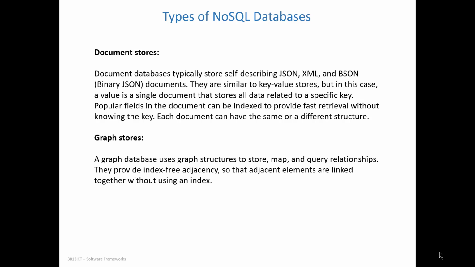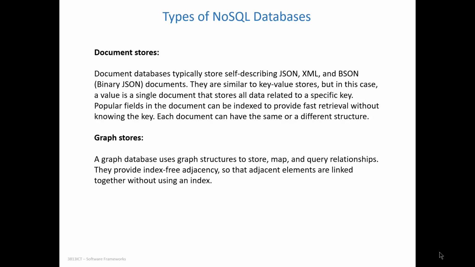Document stores. A document database typically stores self-describing JSON, XML, or BSON data, so binary JSON documents. They are similar to key value stores, but in this case, a value is a single document that stores all data related to a specific key. Popular fields in the document can be indexed to provide fast retrieval without knowing the key. Each document can have the same or different structure.